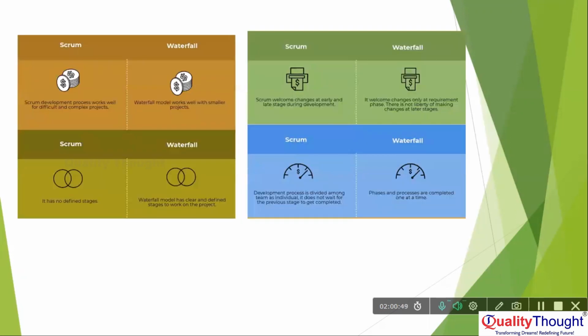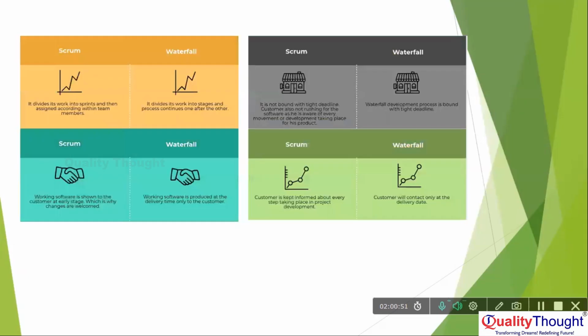So these are some of the advantages of the Scrum model. Okay, then we'll meet tomorrow.